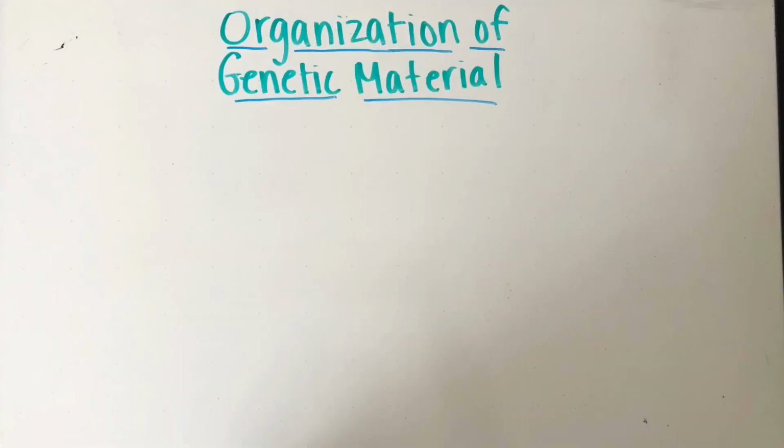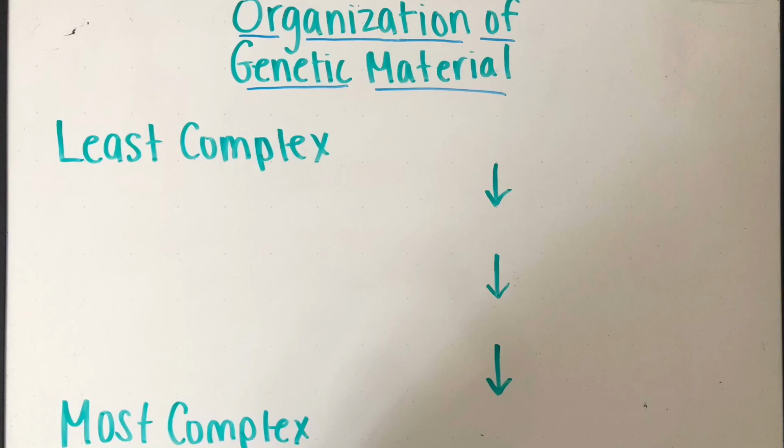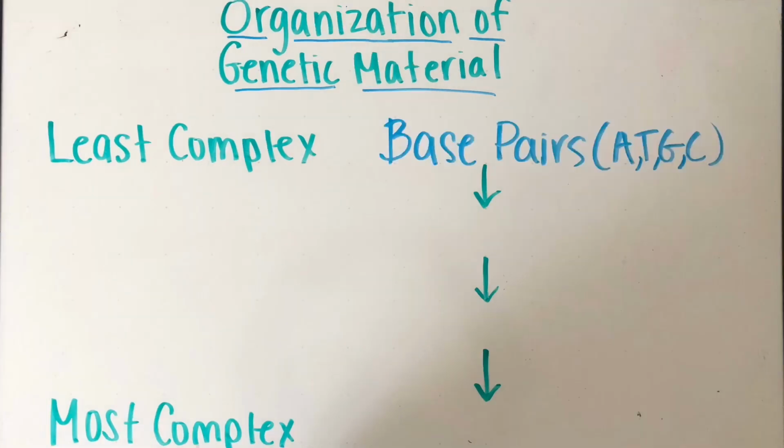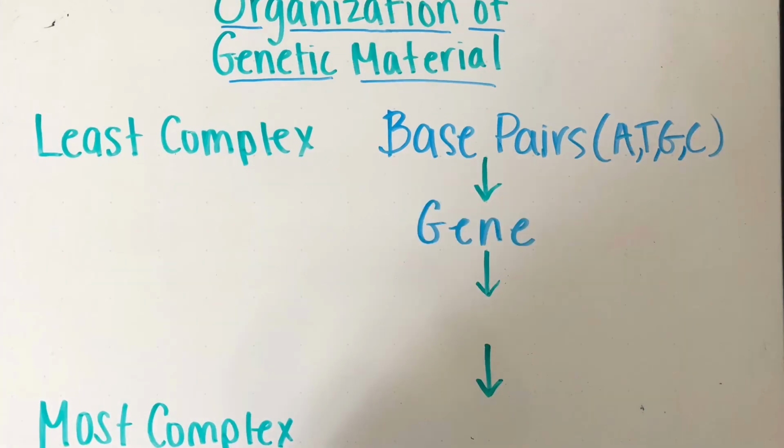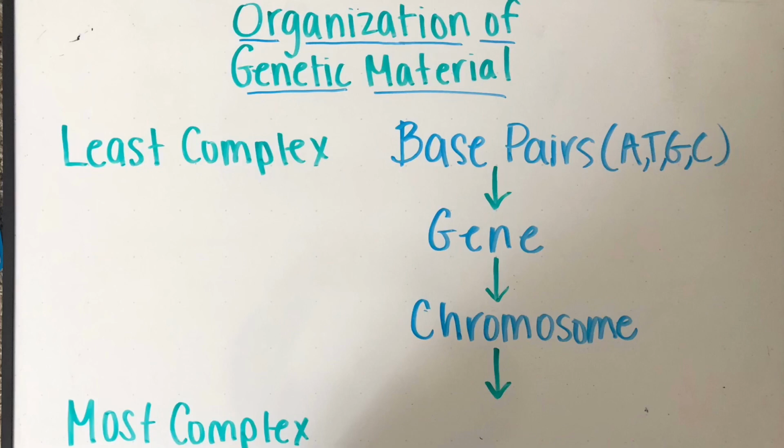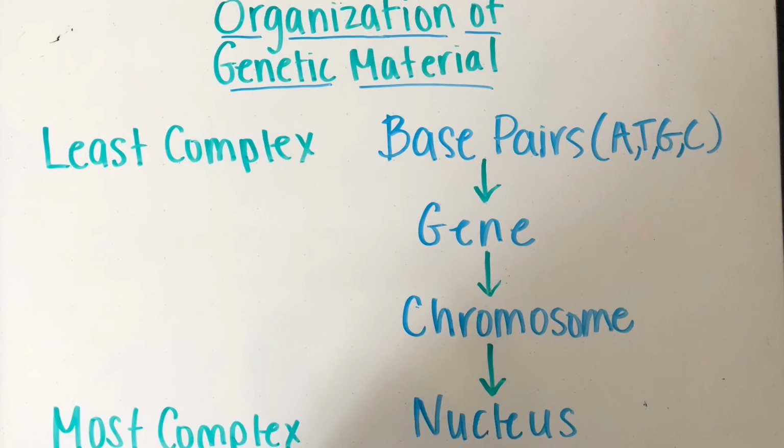Now we need to go over a really common Regents question about how genetic material is organized. Least complex just means small, and most complex just means large. So genetic material is organized from largest to smallest, starting with the base pairs. Your base pairs are A, T, G, and C. When you take a bunch of base pairs and you put them together, you get a gene. Then, when you put a bunch of genes together, you get a chromosome. You take a bunch of chromosomes together, they make up DNA, and that goes into the nucleus.